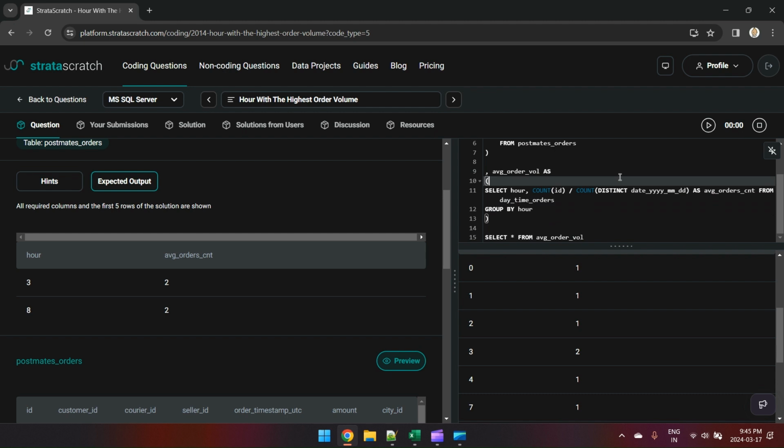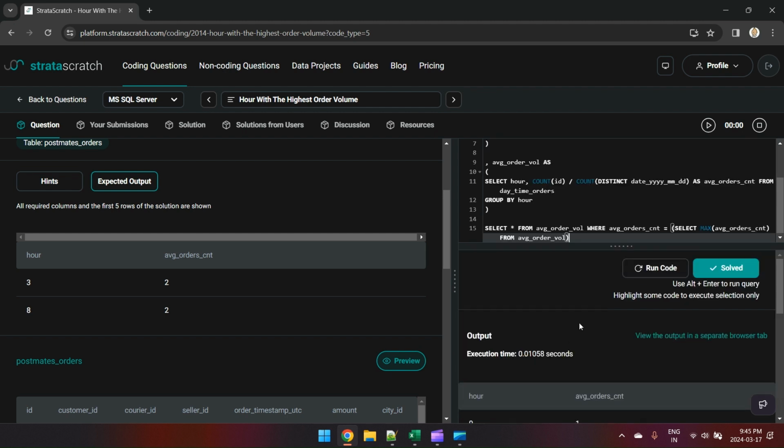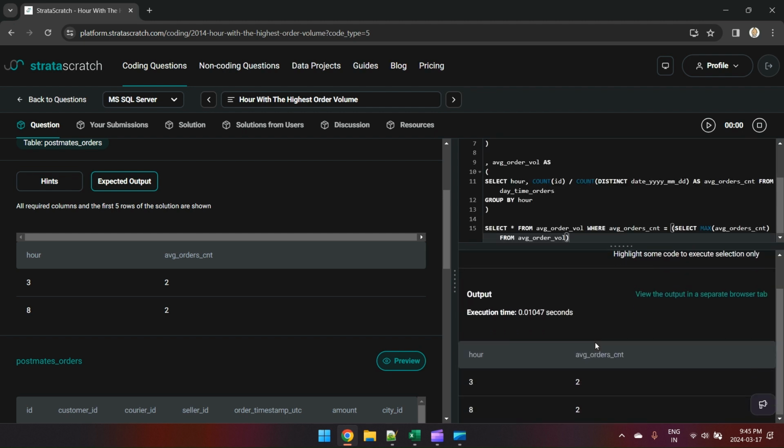So now that we understand the SQL query in its entirety, let's try to run it in the SQL editor of StrataScratch. As you can see, our output is hour 3, 2 orders per count on average. Hour 8, it's 2 orders per count on average, which agrees with the output provided by StrataScratch.